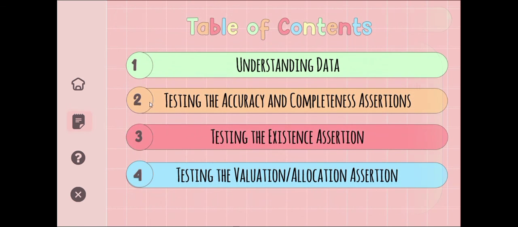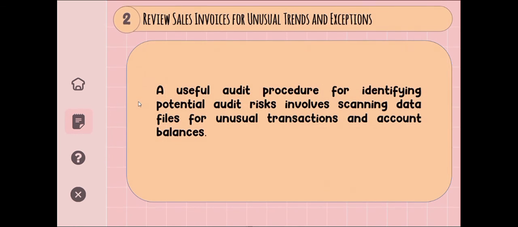So the second one is testing the accuracy and completeness assertions. It involves three things: reviewing sales invoices for unusual trends and exceptions, checking the sales invoice and shipping log files for missing and duplicate items, and checking the line item and inventory files for sales price accuracy. For the first one, for example, scanning accounts receivable for excessively large balances may indicate that the organization's credit policy is being improperly applied. Thus, the auditor can use ACL's Stratify feature to identify such anomalies.